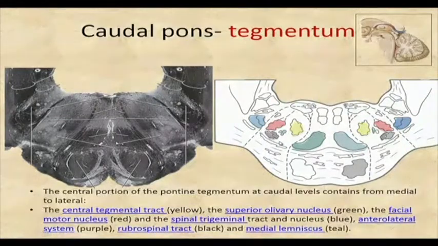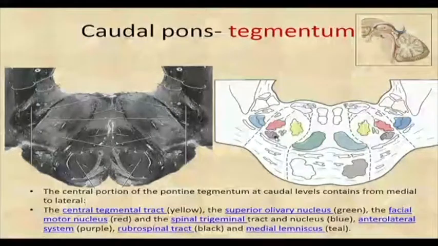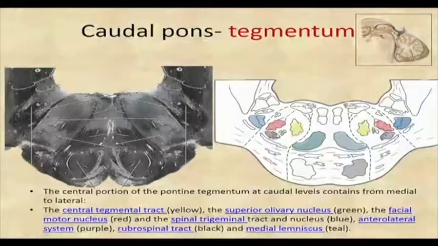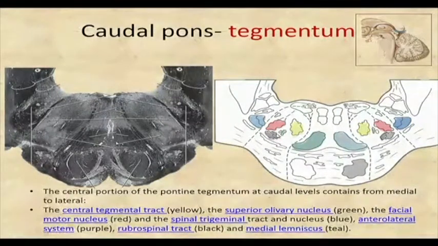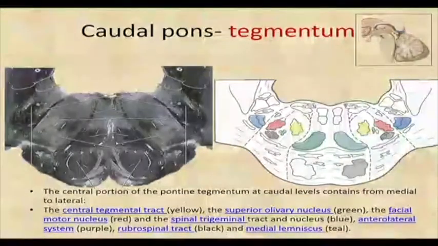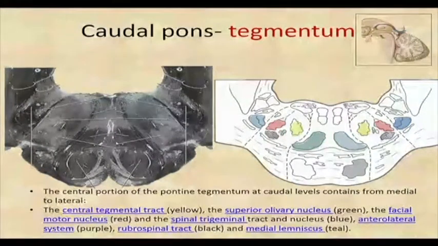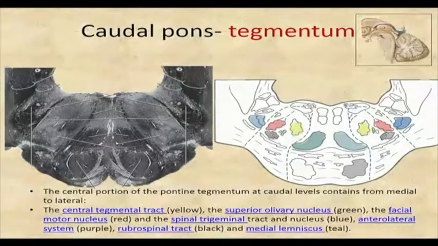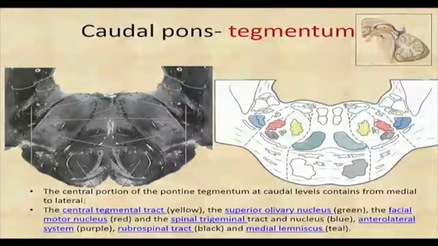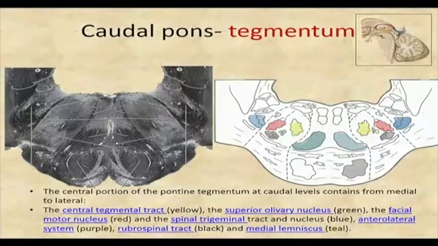The rubrospinal tract, which is located right here, next to the anterior lateral system, will become important when we talk about the midbrain and how motor systems help with controlling motor movements in the body, not the head. Well, it might be the head. I don't know the answer to that.